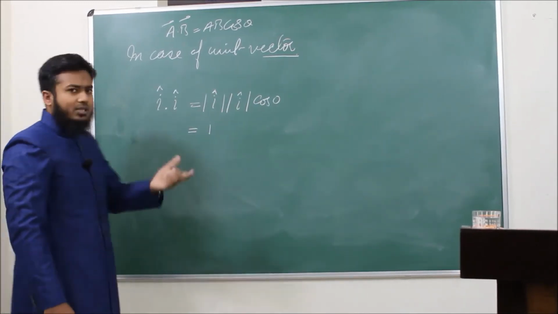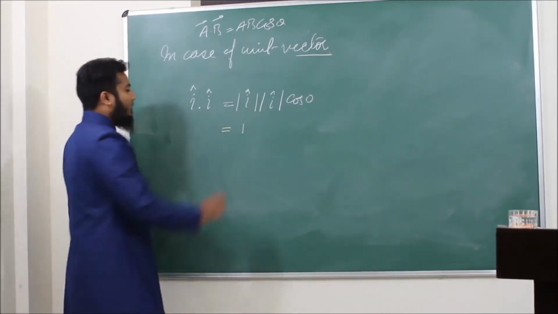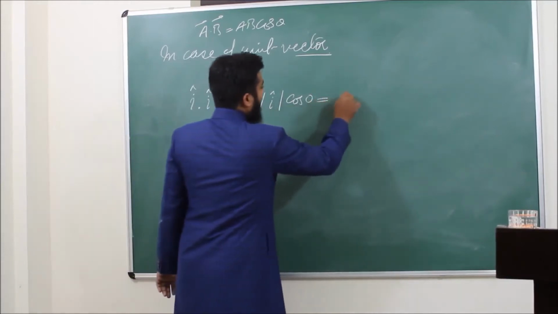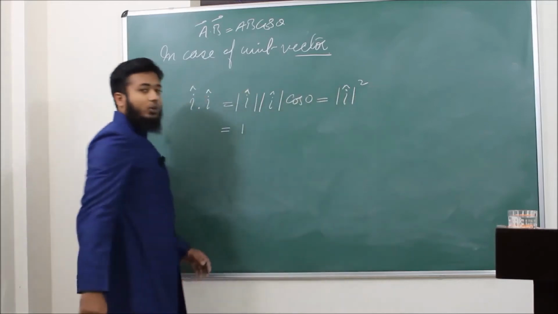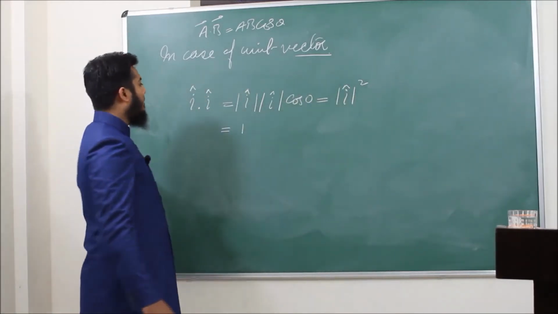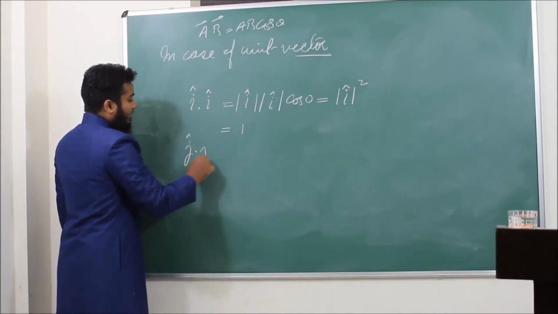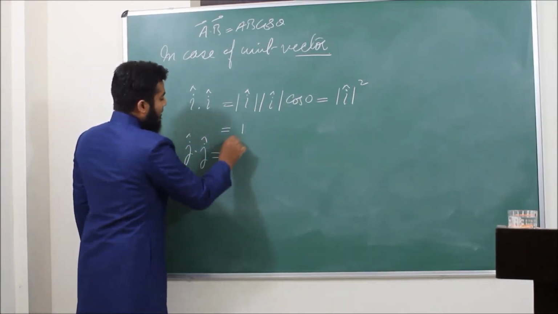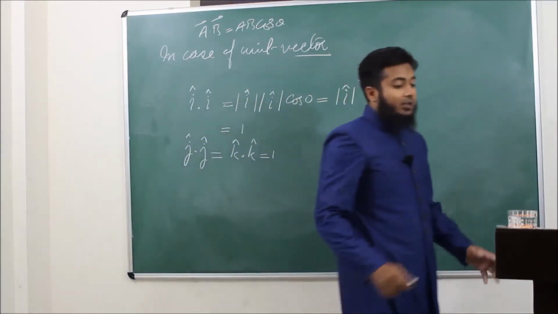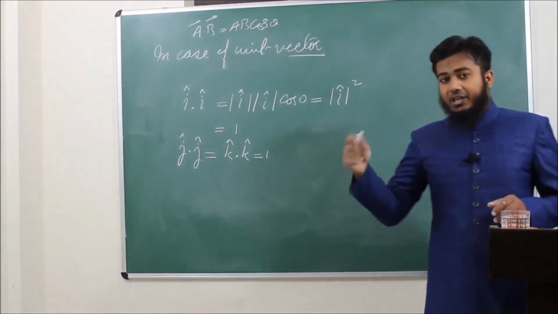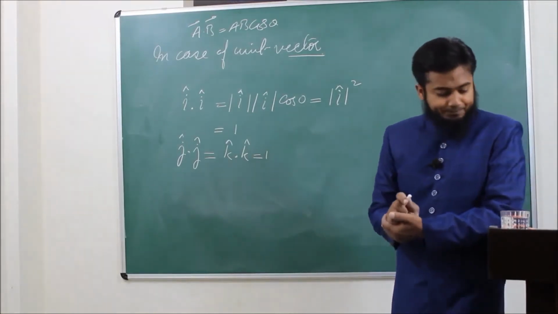And we have discussed a point that self dot product will be square of the vector. So you can also write it like this, that this is square of I cap. Magnitude of I cap is 1, so 1 square is again 1. So I dot I is 1. Similarly, j dot j and also k dot k will be equal to 1. So I dot I or j dot j or k dot k, they all will be equal to 1.